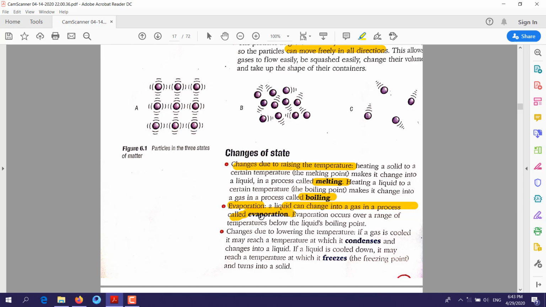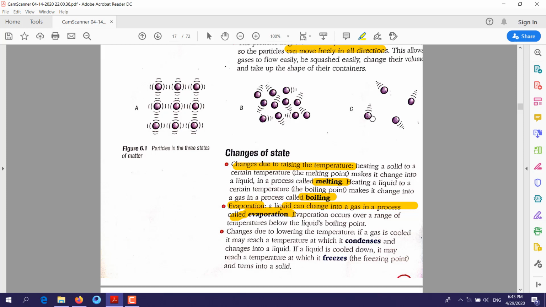It wasn't 100 Celsius. Maybe it was 5, 10, 20. Okay, so this is the difference between boiling and evaporation. Boiling happens at a specific point of temperature. Here, it could happen at any temperature. Now, we change it from solid to liquid, then liquid to gas.